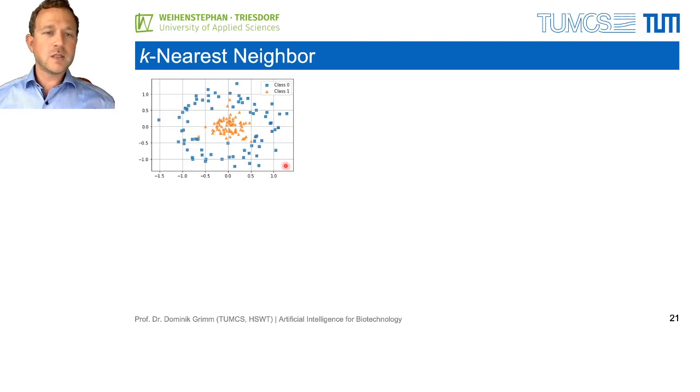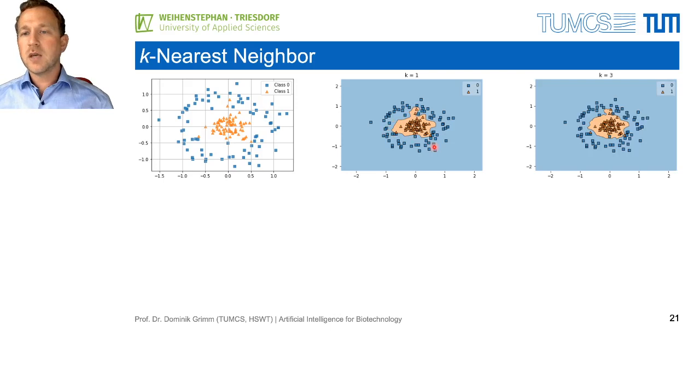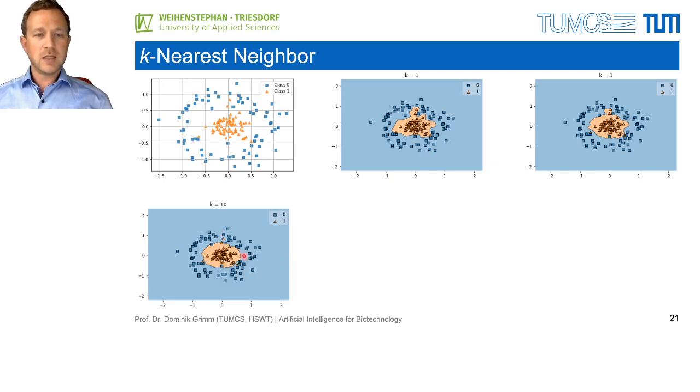Here we have two classes again. We have this blue class and the orange class here, which is in the middle of the blue class. If we now take, for example, K equal to 1, then we see here the decision boundary. So we just look at the closest neighbor and we do our predictions. If we use K equal to 3, we see that this decision boundary gets a little bit larger. So we also look at more neighbors in the neighborhood. And this is getting more and more extreme. If we select K equal to 10, the decision boundary gets smoother.